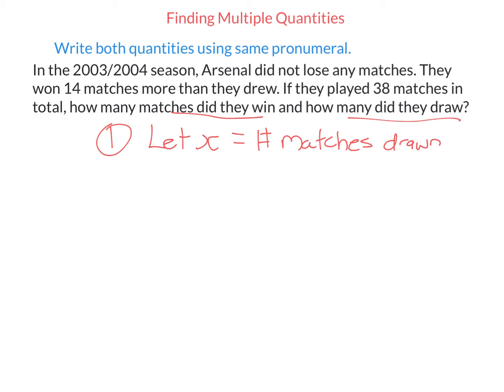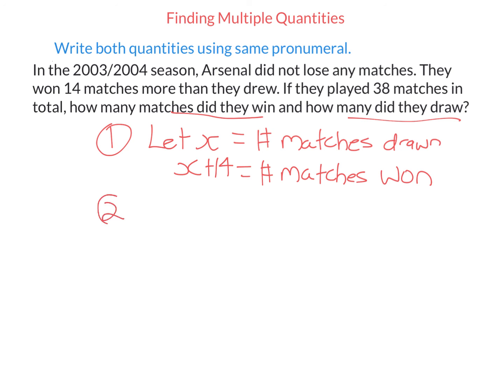So how am I going to write the number of matches won? Well, the number of matches won is the same as the number that were drawn, except it has 14 added to it. You know, if they drew 5 matches, they won 19. So to find the number of matches you've won, you just take the number you've drawn and add 14. So what I've done is I've defined both quantities, both unknowns, using the same letter, the same pronumeral. And it's vitally important you do that. So that just made step one really difficult.